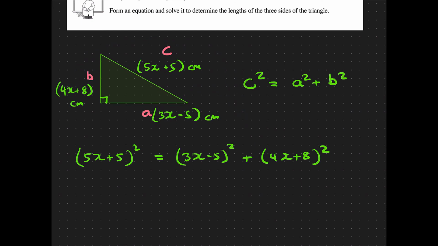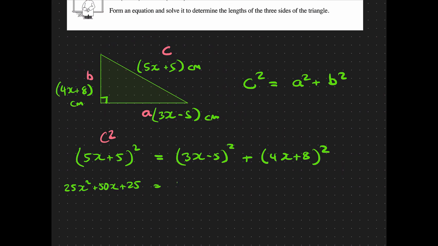So let's take a look at the c squared right here, which is going to be (5x + 5) squared. And just remember, there's that rule that, because it's being squared, I can basically go 25x squared and multiply the last two together, which is going to be plus 25. And then the middle one is going to be 5 times 5 times 2, which is basically 50x. That's going to equal, well, let's do the same process on the other one.